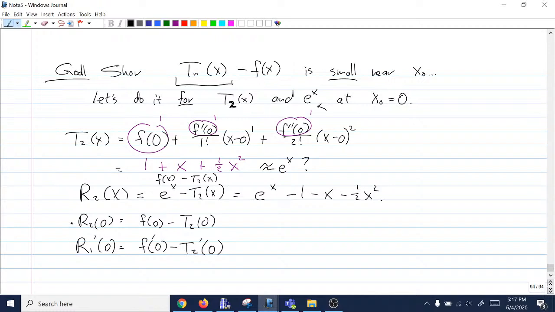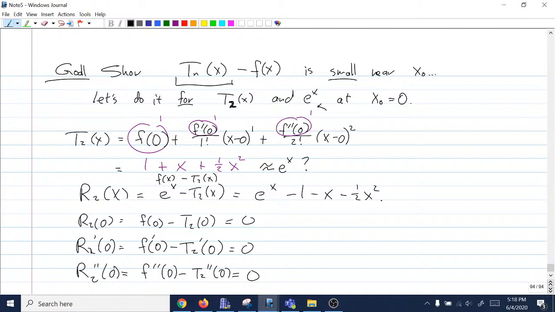So when I plug in 0, I get f of 0 minus t2 of 0. When I take the derivative, and the second derivative, I get f that many derivatives at 0 minus t2 that many derivatives at 0. And we just observed that these are all 0, because the whole point of t2 is it's the function whose 0th derivative, its first derivative, and its second derivative are the same as the value, first derivative and second derivative of the function.